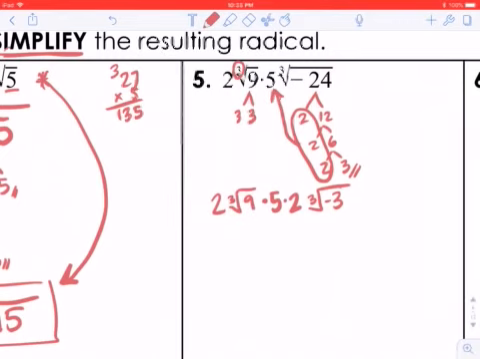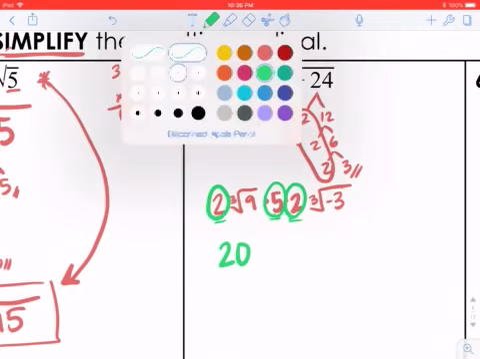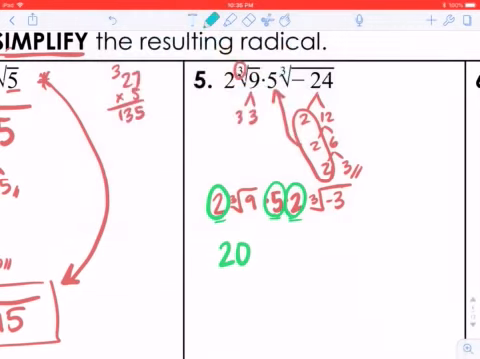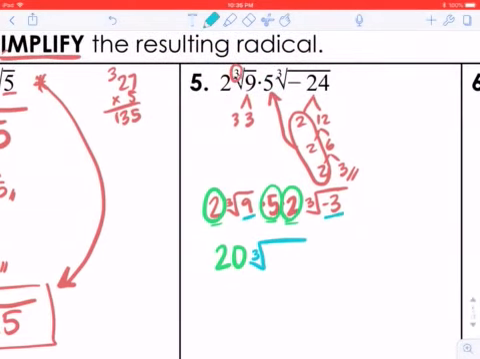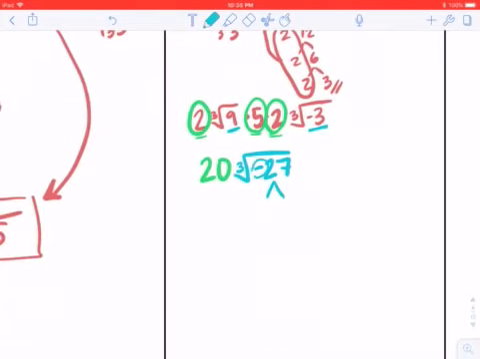I'm going to do the ones that are outside, outsides with outsides. So 2 times 5 times 2. 2 times 5 is 10, times 2 is 20. And then I'm going to do my insides as well. So I have the cube root of 9 times negative 3, which would be negative 27, like that. From there, I just need to simplify. So I know that this negative can come to the outside because it's a cube root. So I'd have negative 20.